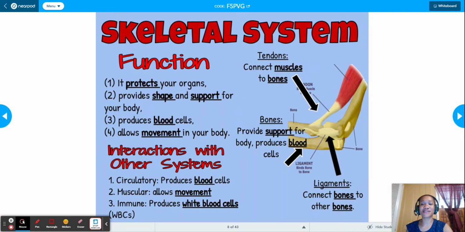Next, we have the skeletal system. The function of the skeletal system is to protect our organs, provide shape and support for our body. It produces blood cells, and also allows movement in our body. The other systems that the skeletal system works with are the circulatory system, in that it produces red blood cells, the muscular system, in that it allows for movement, as well as our immune system, because the skeletal system helps to produce those white blood cells, which helps to aid in infections, germs, and things of that nature.